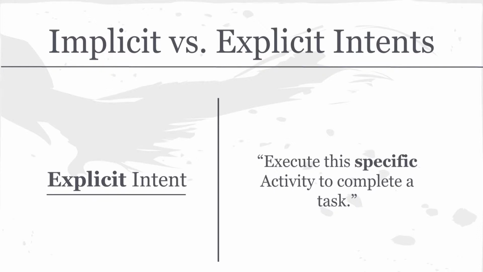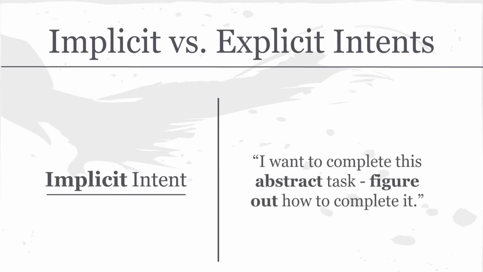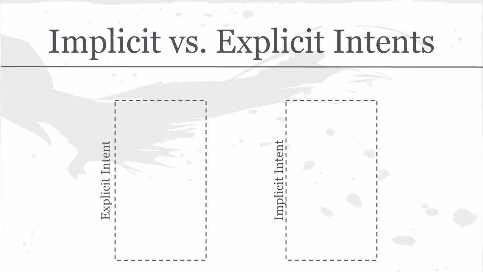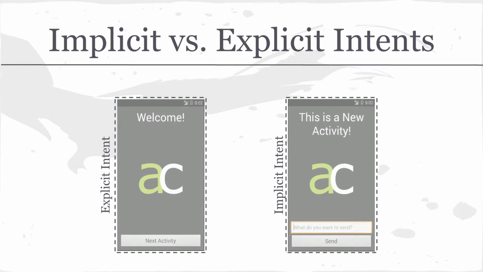But I also want to make sure we understand what an implicit intent is, and it's the more confusing of the pair. Essentially, an implicit intent is where you as a developer say that when a user clicks on some widget on your screen or performs some action, you want to complete a more abstract task, and you want the Android operating system or the user to figure out how to complete that task. That's quite a confusing definition, but just understand that it's more abstract, and we're going to go into more specific detail here.